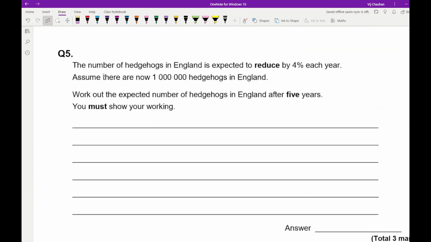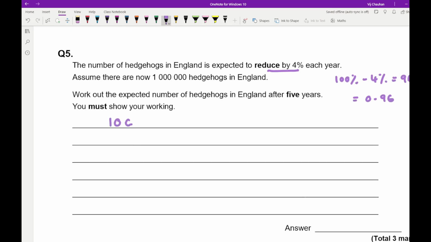Moving on to question 5, it says the number of hedgehogs in England is expected to reduce by 4% each year. Assume there are now 1 million hedgehogs in England. Work out the expected number of hedgehogs in England after 5 years. You must show your working out. So for this, we want to show a reduction of 4%. So again, you always start with 100% minus the 4%, which equals 96%. And as a decimal multiplier, that equals 0.96.